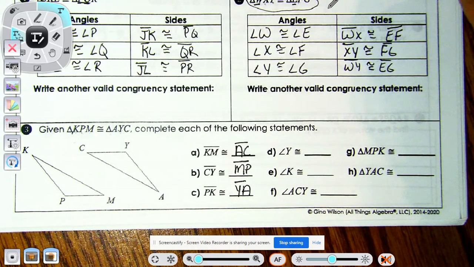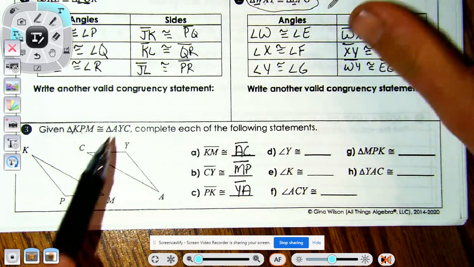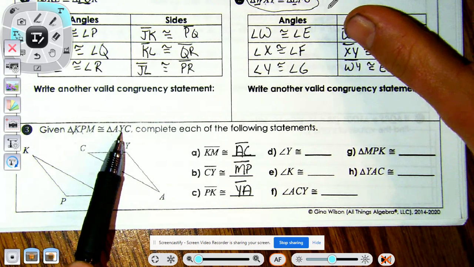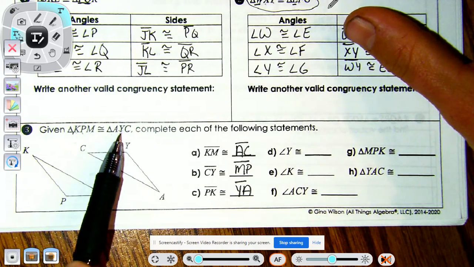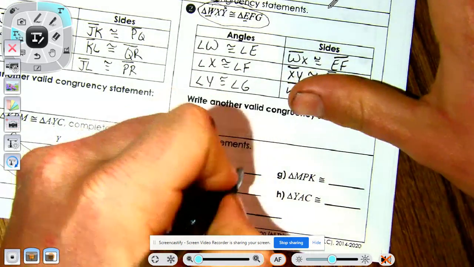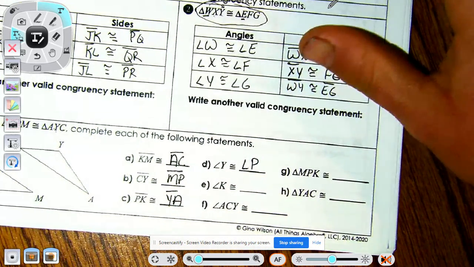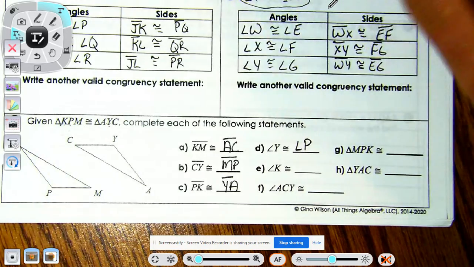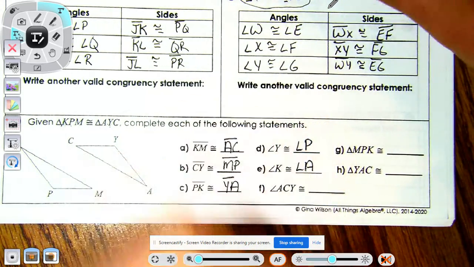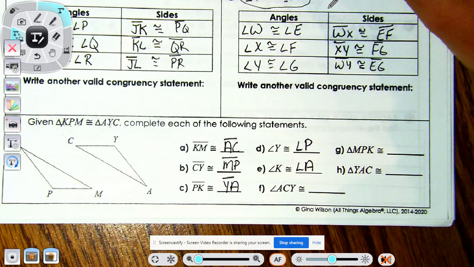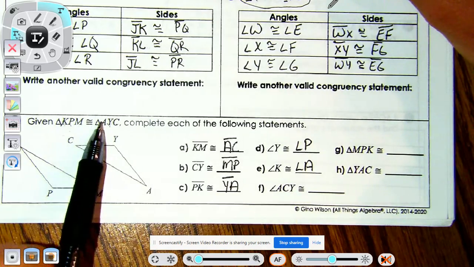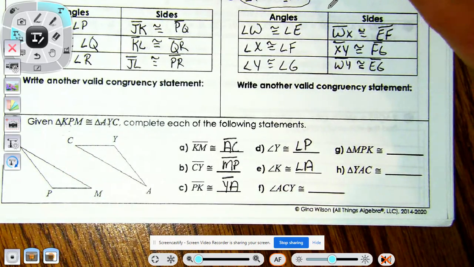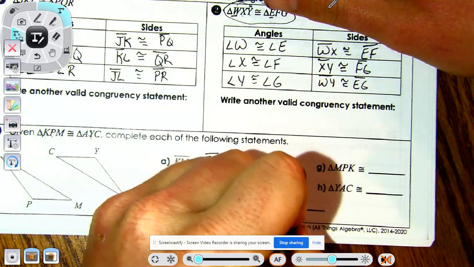Looking at D, they asked me about angle Y. Y was the middle one listed right here, so its corresponding angle is going to be the same place over here. So we would be looking for angle P. Angle K is the first one listed in that congruency statement. It's going to be congruent to angle A. And then here they want to know about angle AYC. AYC, it's just how they listed it, so we're going to keep it the same way. That would be congruent to angle KPM.